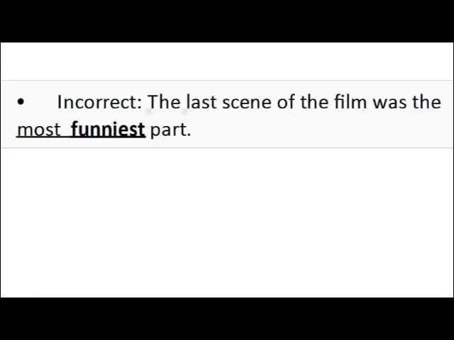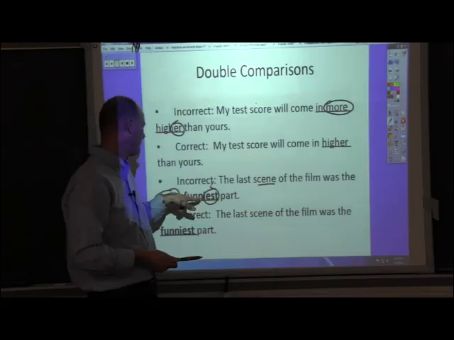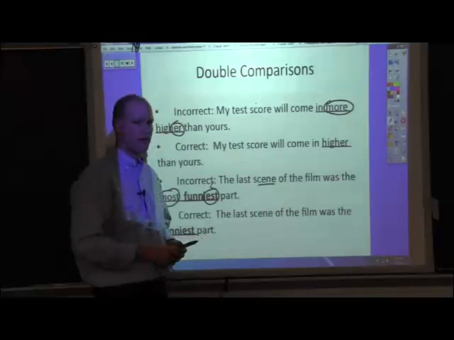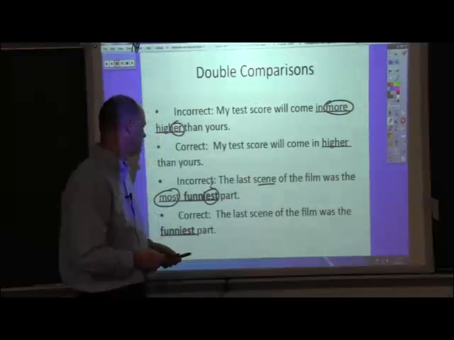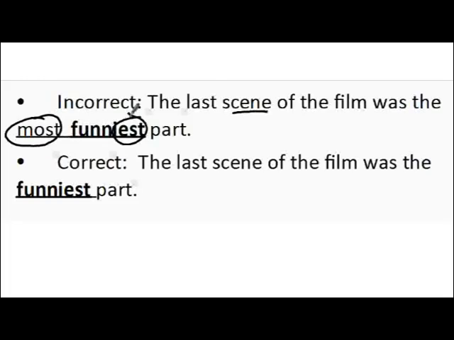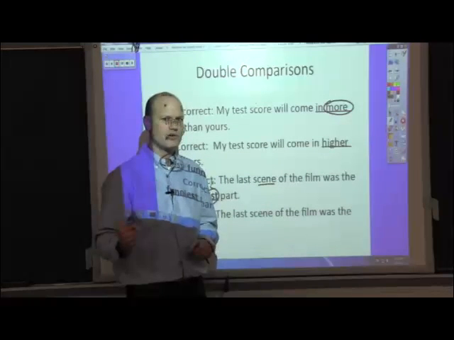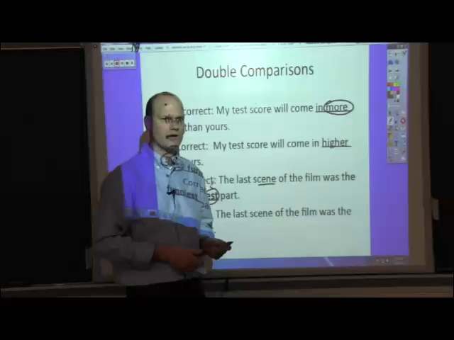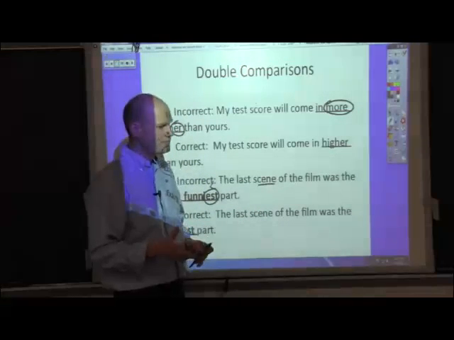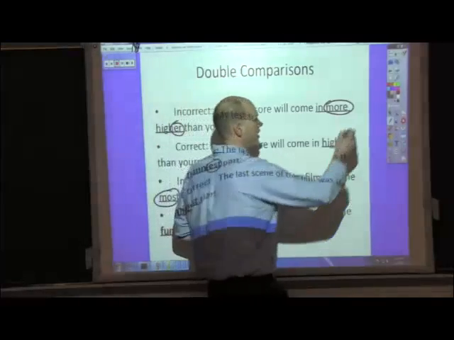Another example, the last scene of the film was the most funniest part. Once again, most and funniest are talking about that scene. So most is a superlative, and est is a superlative. I've got two in a row that are both modifying the same thing, which is scene. So that is incorrect. The last scene of the film was the funniest part. All right, get rid of the double comparisons. So look for that. If you see something underlined and it has the est and it gives you certain choices, find out if there is another word in there that is comparing right before it. You might have a double comparison. That might be the error that they're asking you to find.